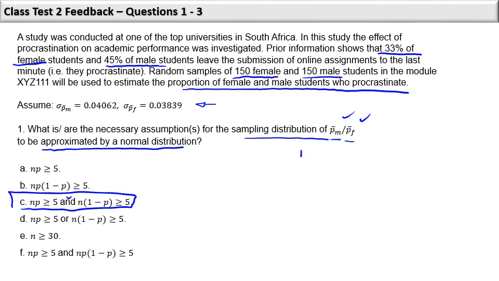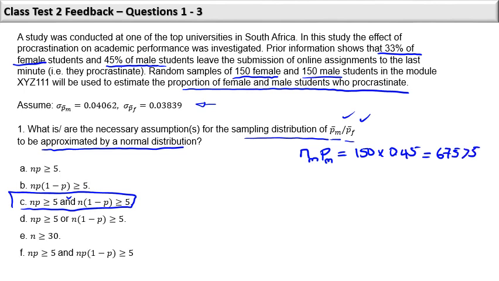It means the number of successes of males, so it means the sample size of males times the probability of success for males. In this case, we have been told in the question that we take 150 males multiplied by the probability of success, or the probability of getting males that procrastinate, which is 0.45, and that gives us 67.5, which is clearly greater than 5.